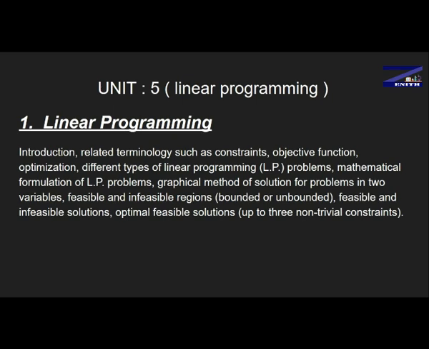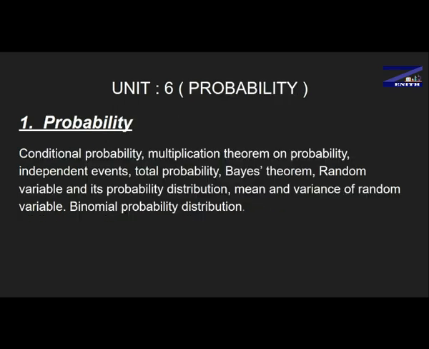Now we have covered the fourth unit, and now we have the fifth unit, which is called linear programming. Here we have one part of this unit, which is also called linear programming. We will see the introduction part and a lot of things regarding this. And when you cover the fifth unit, in the end we have the sixth unit, which is called probability. We will see this unit.